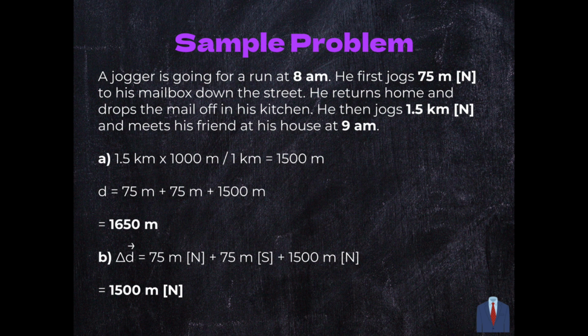Question B asks for the total displacement. We know that the jogger went 1,500 meters north, and we also know that he made a trip to his mailbox and back, which we could represent in this formula, in which those displacements are cancelled out because he arrived in the same spot that he had left, leaving us with our total displacement of 1500 meters north.